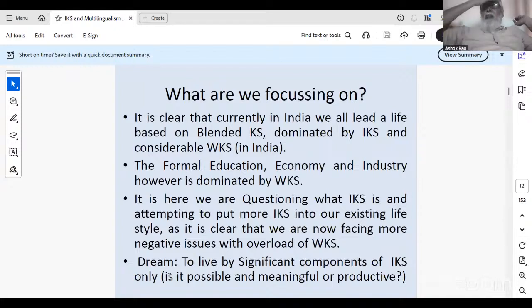So what are we focusing on? We are focusing on the following: that we all need a blended knowledge system dominated by IKS, which is approximately 16 hours out of 24 of Indian knowledge system, and about 8 hours out of 24 of Western knowledge system, particularly Monday to Friday. Okay. The formal education, economy and industry is dominated by the Western knowledge system, whereas our socio-political, religious, and cultural issues are dominated by IKS.